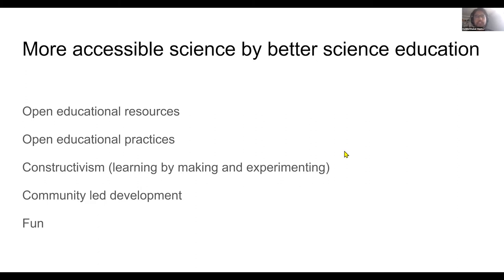We can create a lot of open education resources as a part of the process, and we can follow existing open education practices. And one way to make learning outcomes really better is to adopt constructivism, by learning by making and experimenting. And another part that really makes it better is community-led development. So it's not only the instructor who gets to decide how all the learning happens, but everybody involved. So it's the students, it's the parents, it's the curriculum designers, it's everybody. So community-led development is important. And finally, we should not forget fun, having fun.